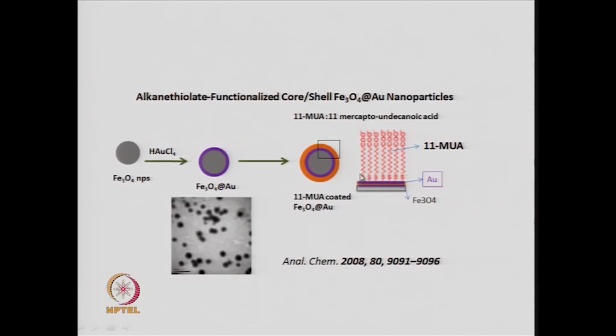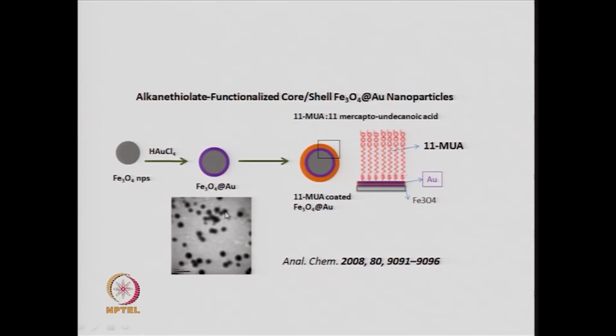So, it can be shown this part, if you see, the 1, 2, 3 layers are basically the iron oxide and the gold on top, the purple, and on top is this chain of the mercapto undecanoic acid. This is the 11 carbon chain. At the end you will have the carboxylate group, and so these negative ions will be on the surface. And this is the TEM image of this iron oxide.